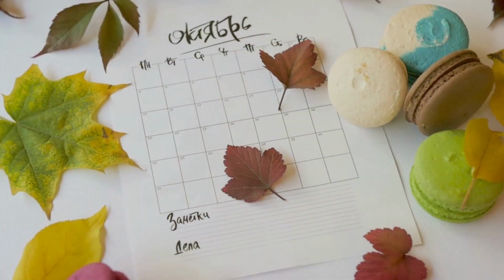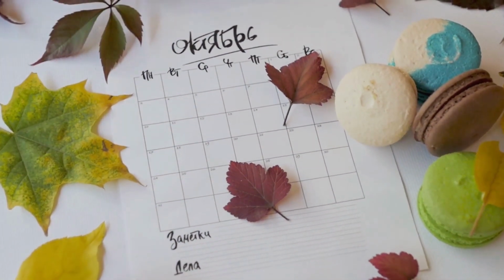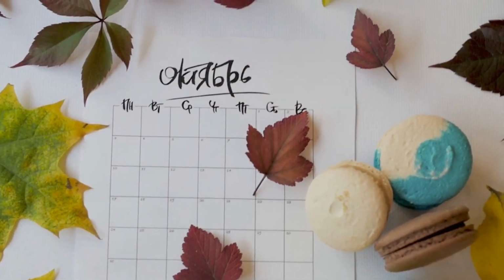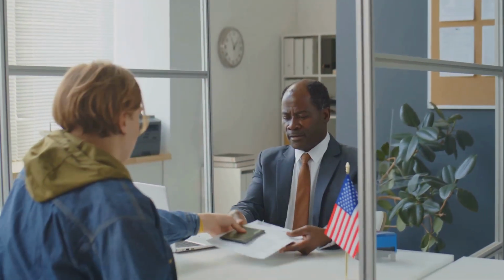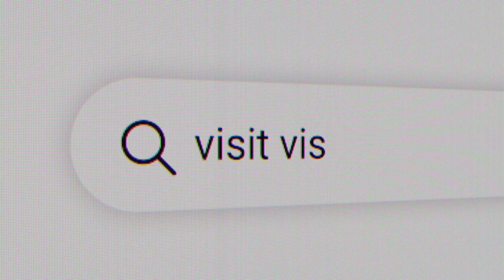The DV Lottery application period typically opens in early October and closes in early November each year. For 2026, the exact dates will be announced by the U.S. Department of State. Be sure to check the official DV Lottery page for the most accurate and up-to-date information.